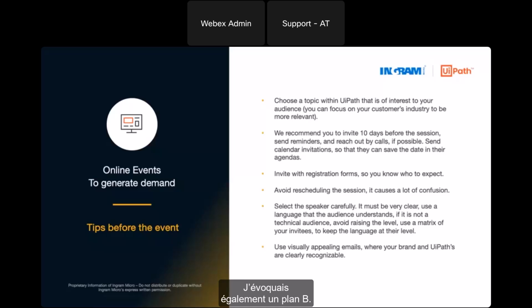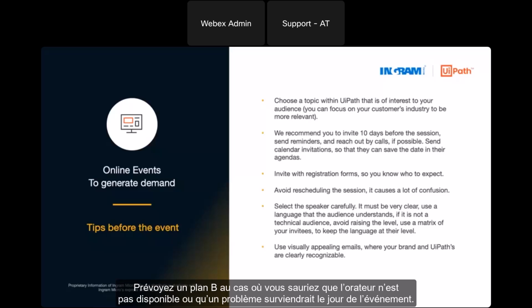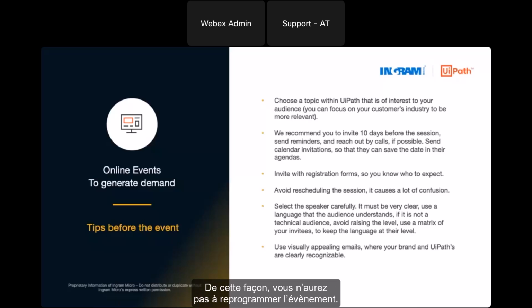And I was mentioning a plan B. Have a plan B in case that speaker is not available or something arises the day of the event. That way you don't have to reschedule that activity. And use materials that are very appealing to your audience. Of course, use co-branding with UiPath and your business company logo, very clearly recognizable on all the materials that you are going to be sharing during your presentation.